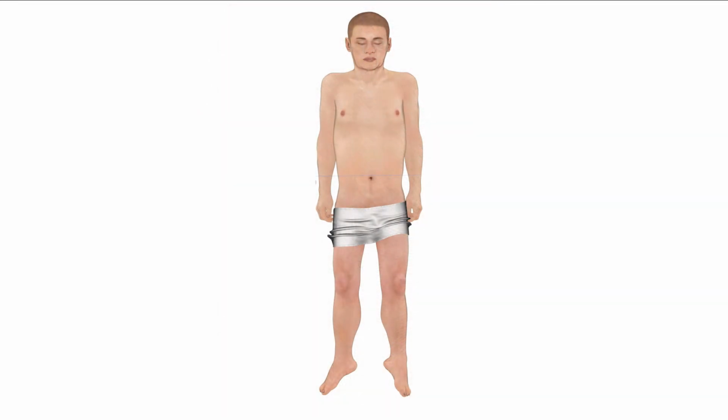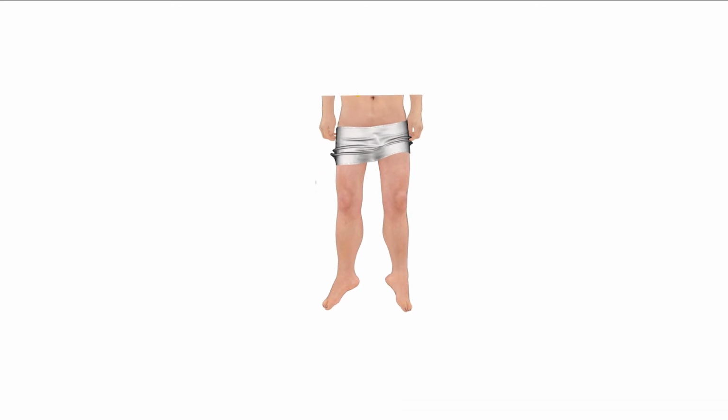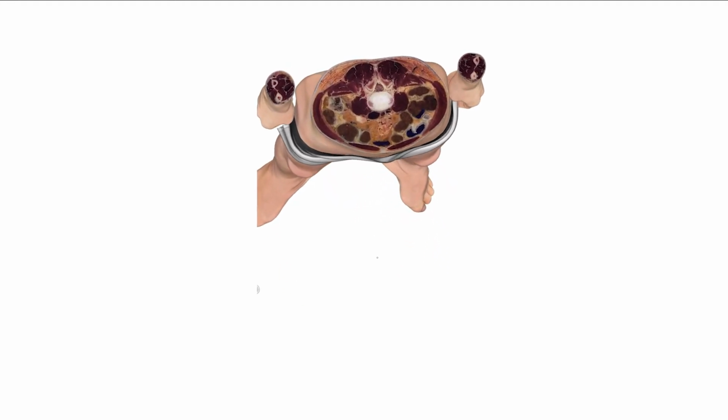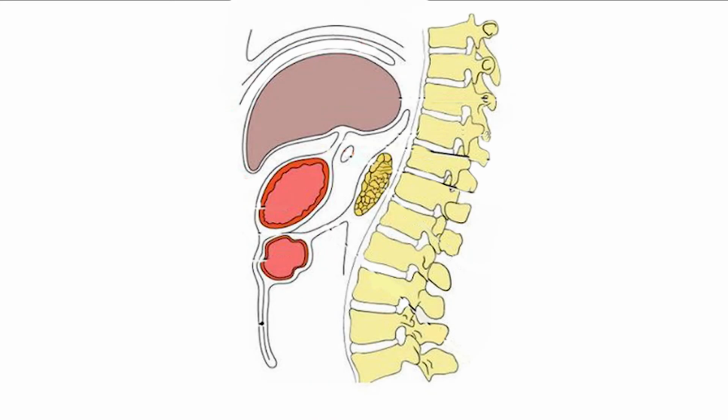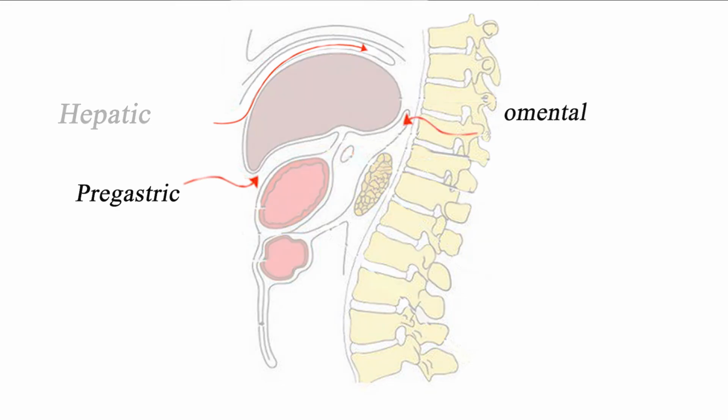With increased abdominal pressure, the tendon fibers of the linea alba stretch and move apart, leading to the formation of weak points. Hernias of the linea alba are more common above the umbilicus, where it is thin and wide. The peritoneum of the upper abdominal section covers the internal organs and forms 3 bags: hepatic, pregastric, and omental.